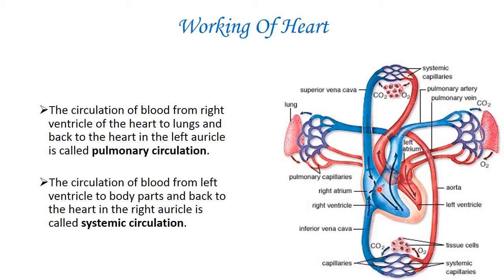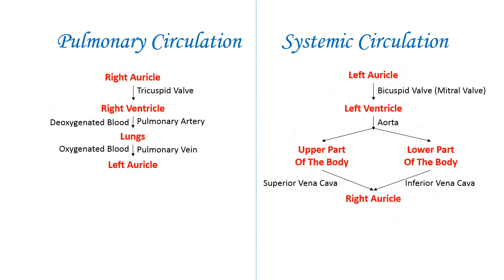Now it is easier to learn through a flow chart. If you are drawing the flow chart and learning in this way, the learning becomes easy. From the right auricle, blood goes into the right ventricle through tricuspid valve. From the right ventricle, it goes into the lungs for oxygenation. Here the blood is deoxygenated and it goes via pulmonary artery into the lungs. In the lungs, the blood becomes oxygenated. Now this oxygenated blood goes into the left auricle via pulmonary vein. Here the pulmonary circulation is complete.